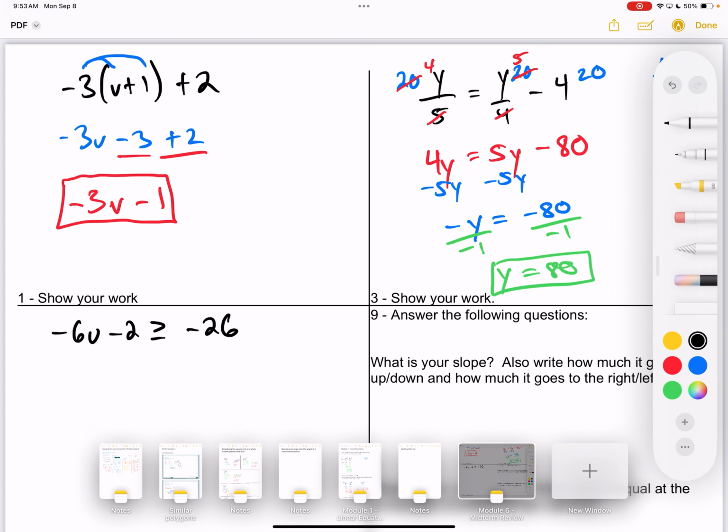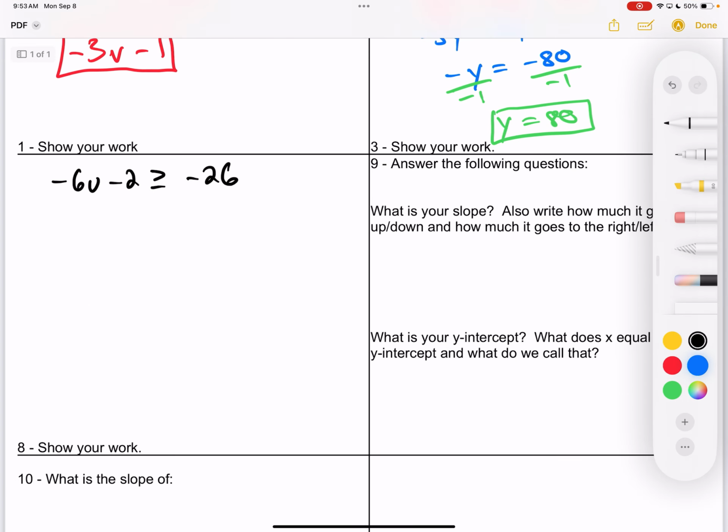Okay, all we gotta do is solve this. So to solve this, I need to get the u by itself, so I'm going to add 2 to both sides. And then I'm going to divide by -6. But when I divide by negative, what happens? Since I divide by negative, I have to flip the sign.